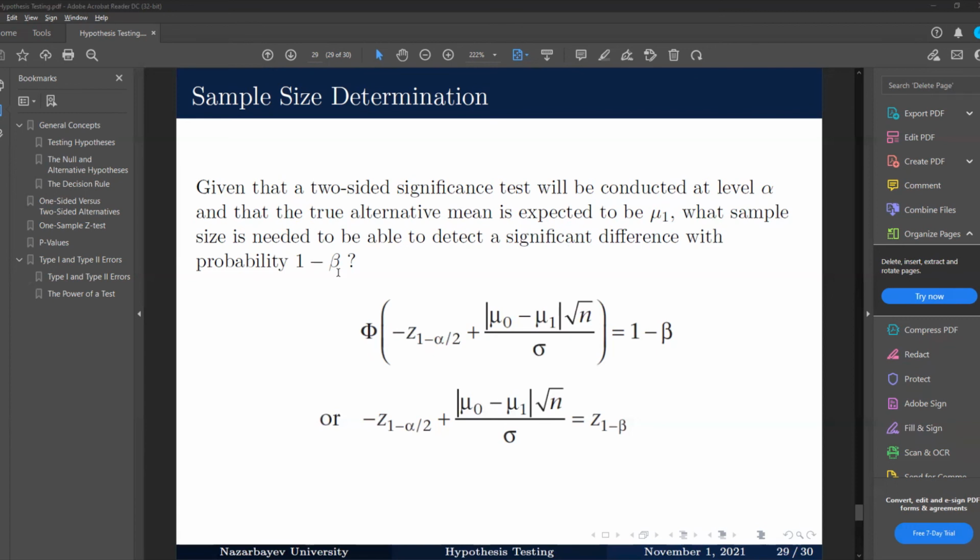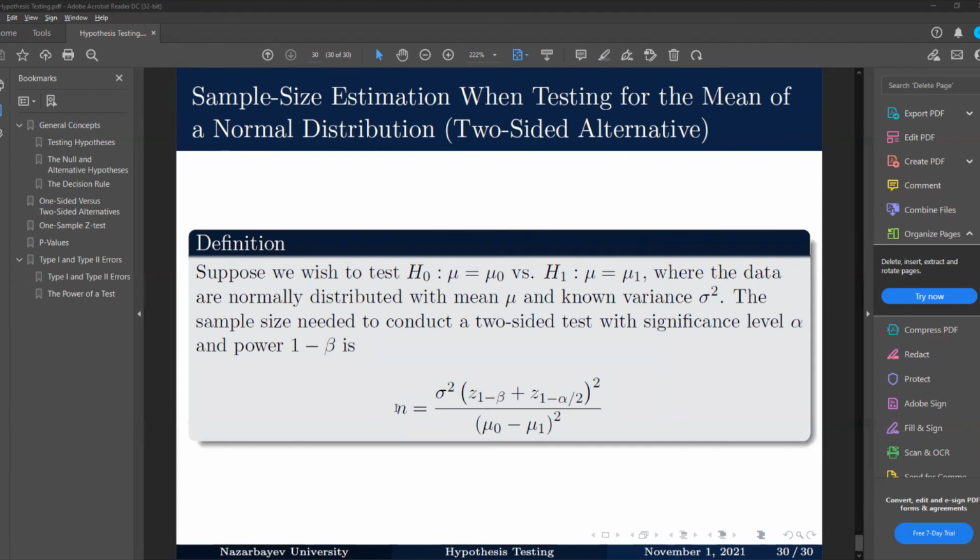What sample size do we need such that power will be equal to one minus beta? Using the formula for power of two-sided test, we set the power to be equal to one minus beta, which in turn means that this value here will correspond to one minus beta's quantile of standard normal. And expressing n in terms of other variables, we'll get a formula for sample size.